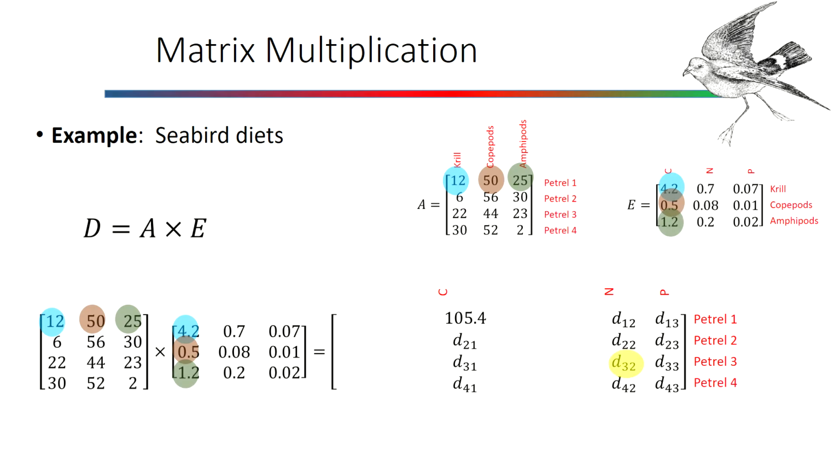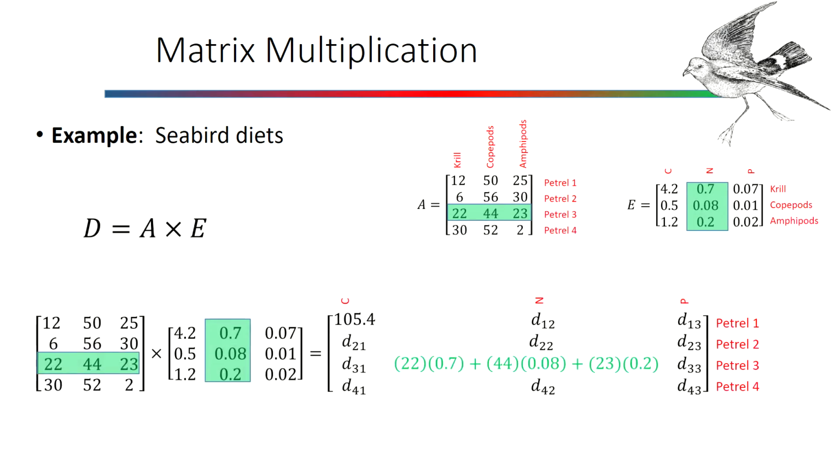Let's pick D32. Element D32 will be equal to the dot product of the third row of matrix 1 multiplied by the second row of matrix 2. It is thus equal to 22 times 0.7 plus 44 times 0.08 plus 23 times 0.02.